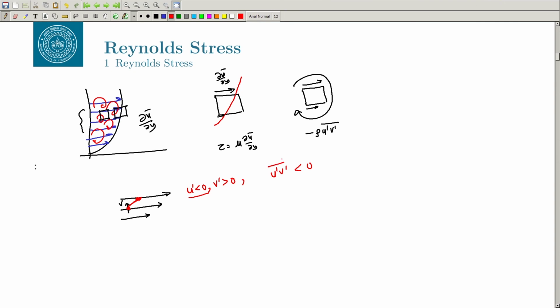Now, think of a molecule which is, let us say, from this layer and it jumps to the bottom layer, right.